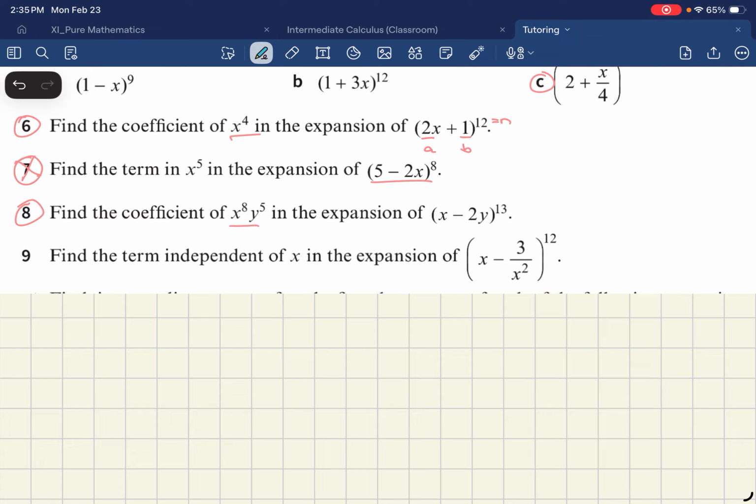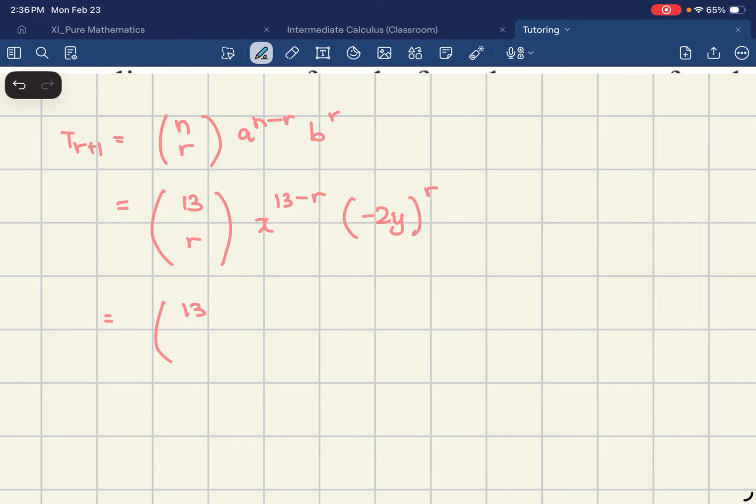It says, find the coefficient of this thing in the expansion of this. So we do the same thing. Our r plus 1 term is always going to be n choose r, a to the power n minus r, b to the power r. So x is my a, minus 2y is my b. So I have 13 choose r, because n is equal to 13, x to the power 13 minus r, and minus 2y to the power r. From this I have minus 2 to the power r, and y to the power r.